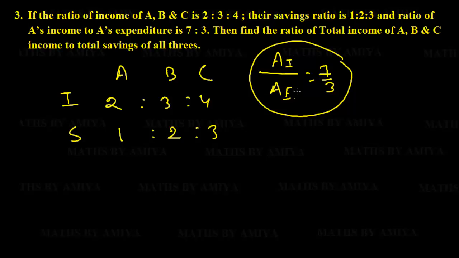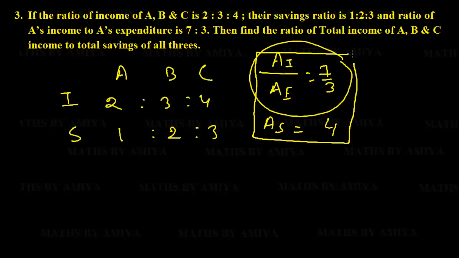Here the expenditure is a new thing. How can we get expenditure if we have income and savings? We know income plus saving is expenditure. If A's income is 7 and expenditure is 3, we can say A's savings is 4, because 7 is income, 3 is expenditure, so savings should be 4. 7 minus 3 is 4. Income is expenditure plus savings. I hope this one is clear. So we have again a third reference with respect to our given terms.